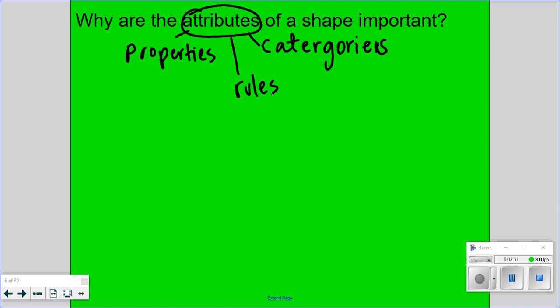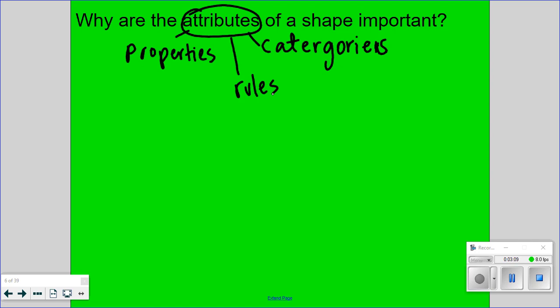What do you think, Maverick? Why are these attributes important? Because we probably wouldn't know what shape it is. We wouldn't know what shape it is. It would all be blobs. Our categories help us classify our shapes, put them into certain categories.